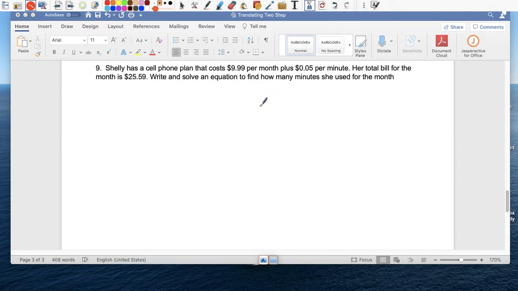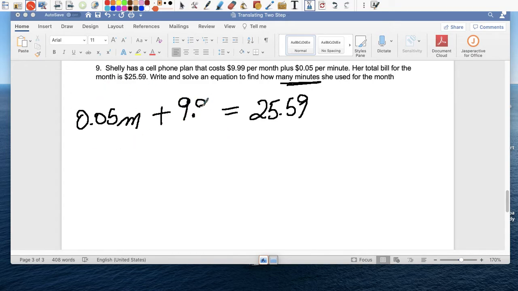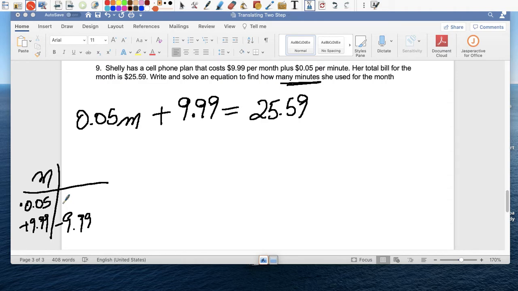So let's set up the equation properly. How many minutes? So m is my variable. What do I know about the minutes? I know that each minute that I talk is 5 cents per minute, 0.05, plus I have to pay Verizon $9.99. That's how much I pay every month. And this month came to be 25.59. So m times 0.05 plus $9.99 equals 25.59. Subtract $9.99 and then divide by 0.05.